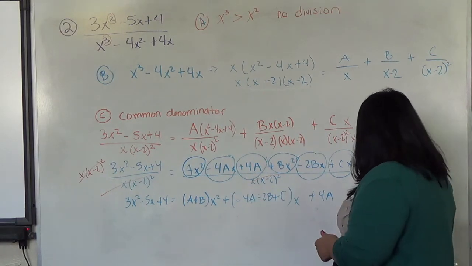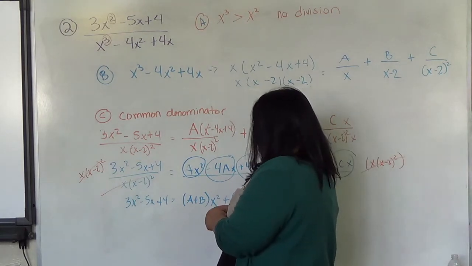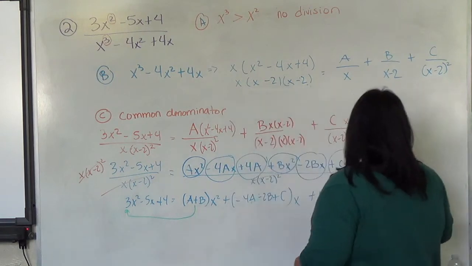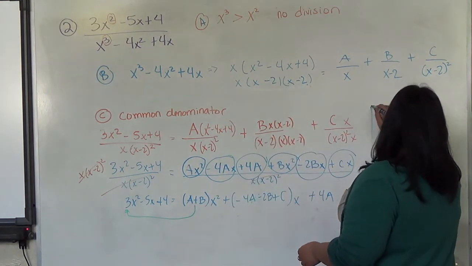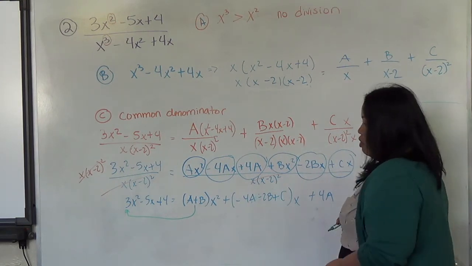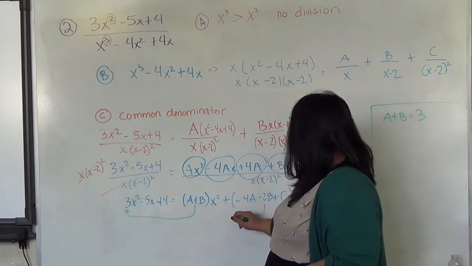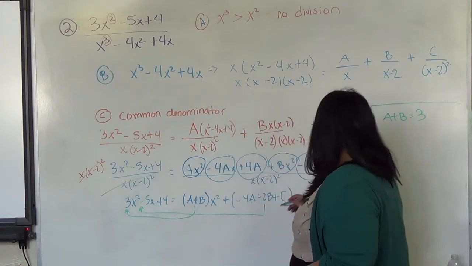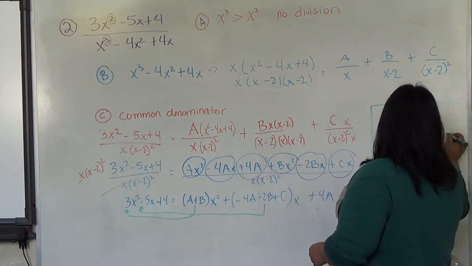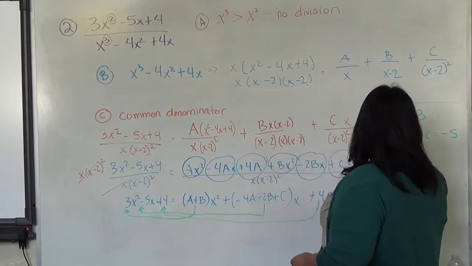So from here, we just match, and then you have three different equations to solve. A plus b, when you combine like terms, has to equal 3. So my equation is a plus b equals 3. Negative 4a minus 2b plus c has to equal negative 5. And finally, positive 4a has to equal 4.